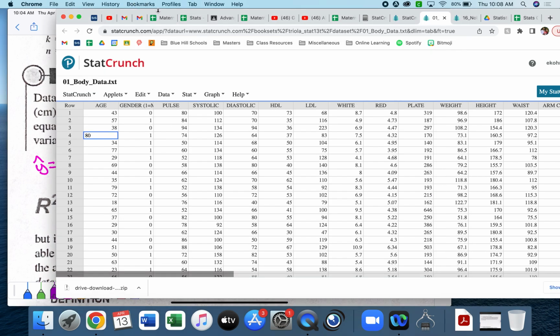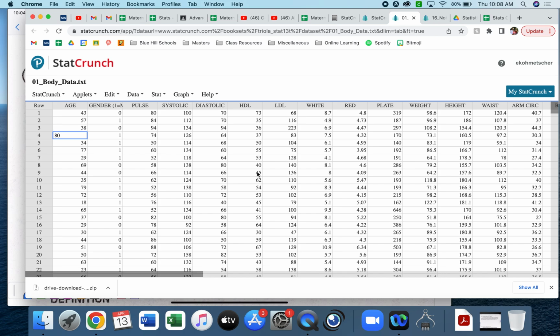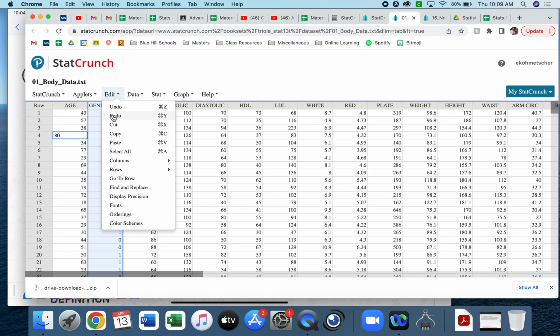So go to your StatCrunch. Everybody do this. Go to your StatCrunch. Go back to that data tab. And what we're going to do is click on the gender little down arrow. And, no, we're not. Can I do that? Sort table, move column. Nope. Edit.